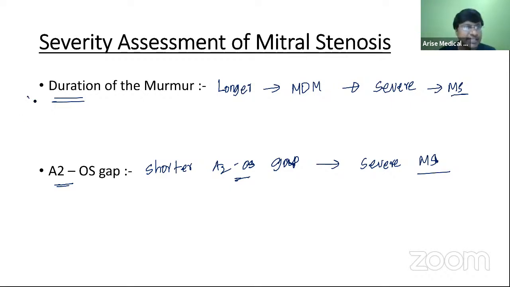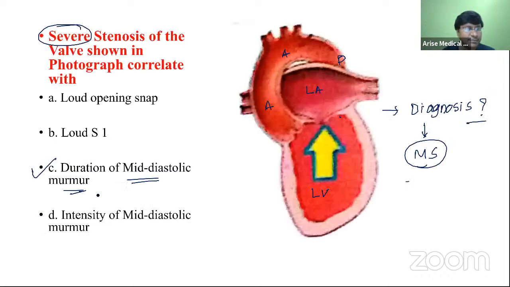These two parameters are very much required. Now, in the options given to you, the duration of the mid-diastolic murmur is there, while the A2 to OS gap is not mentioned. And in mitral stenosis, the classical murmur is the mid-diastolic murmur. So severe stenosis of the valve shown in the photograph correlates with the duration of the mid-diastolic murmur. Now see, auscultation in mitral stenosis is very important.